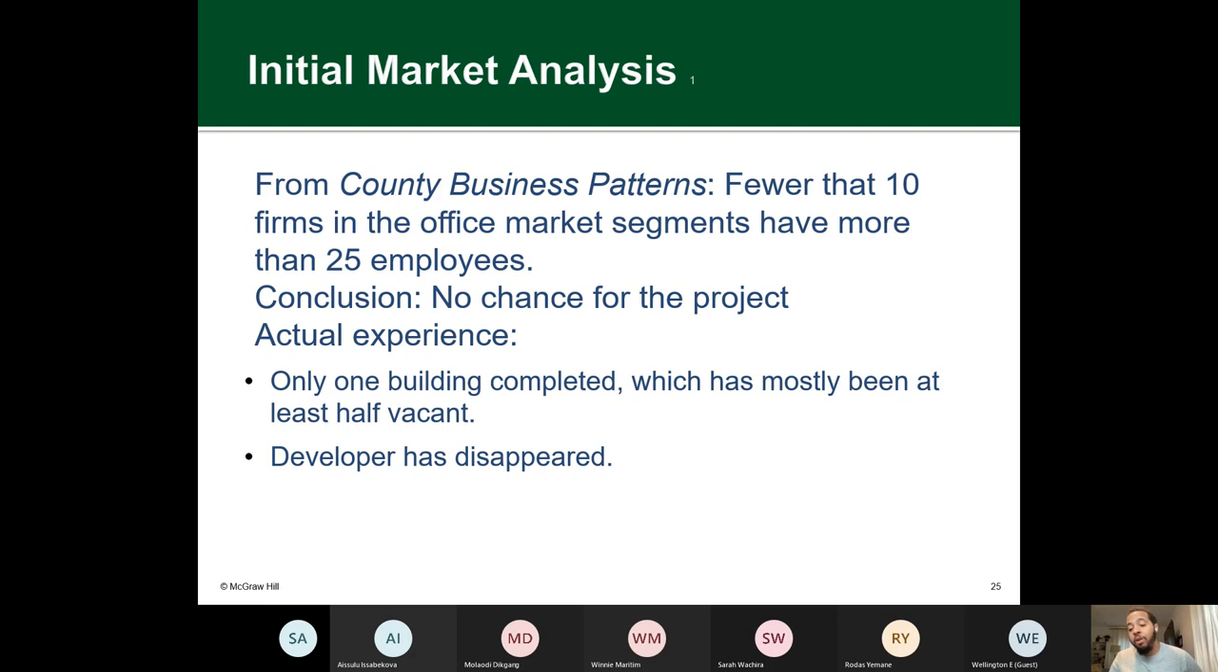So after doing the research, they noticed that there were fewer than 10 firms in the area that they're looking at that had more than 25 employees, because these are things that they wanted to do, who they wanted to target, who they knew would want to be there. But for only 10 firms to exist under their requirements, prices down. They did finish a building, and most of it is vacant, and the developer has disappeared. So now the developer got out because probably lost too much money.